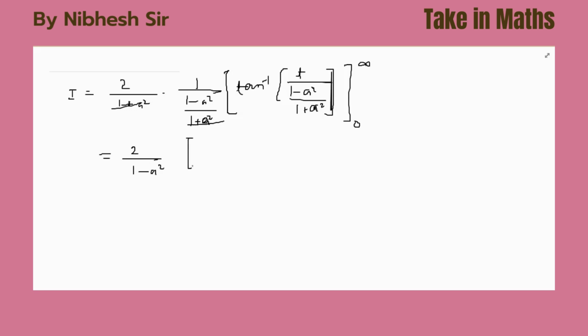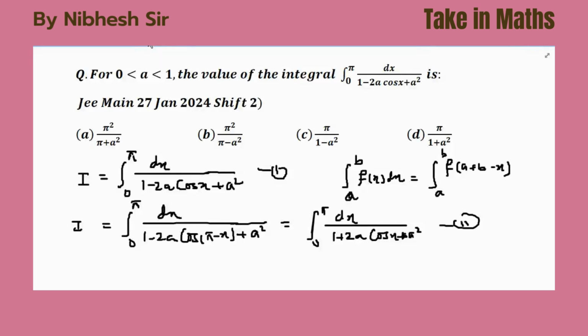Applying the limits: the upper limit gives tan inverse infinity, and for 0 it is tan inverse 0. Tan inverse infinity is pi by 2, so 2 by 1 minus a square times pi by 2, and tan inverse 0 is 0. So this cancels out, and the final result is pi by 1 minus a square. If you see the options, the correct option is option C, pi by 1 minus a square.